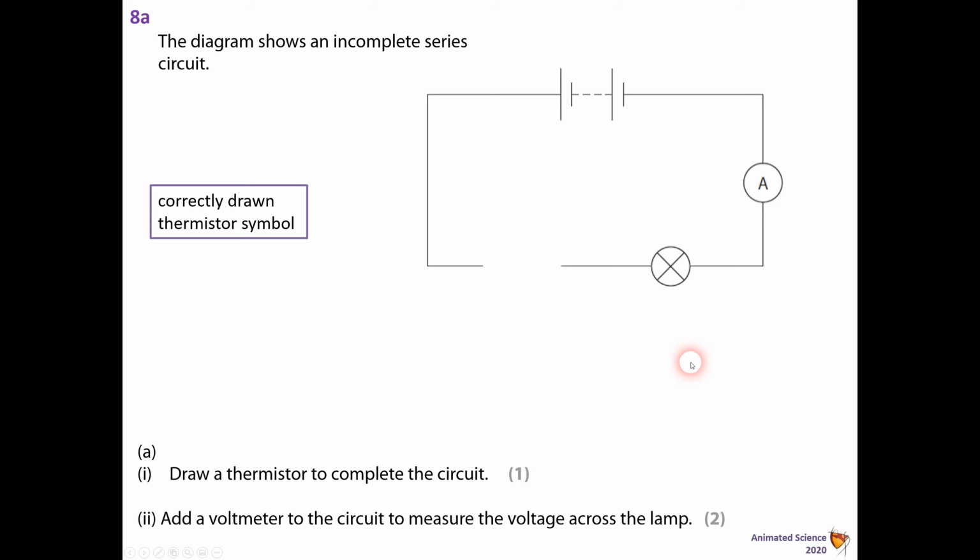So here we go. Correctly drawn thermistor symbol, 1 mark. It's got a little T. I often put a little degree C on the end of the tick. It just reminds me it's a thermistor. That can be quite useful.